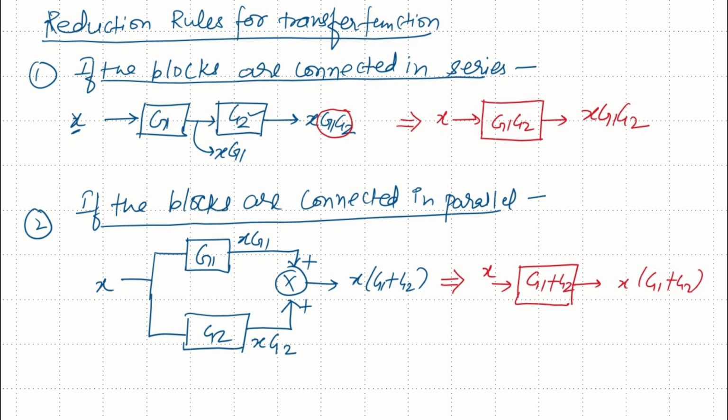So for the equivalent diagram, where multiple blocks are connected in parallel, if the signals are added, we will add the gain. If the signals are subtracted, we will subtract the gain. In the same way, if the signals are subtracted, we will subtract the gain here. So this can be either added or subtracted. This is the equivalent diagram in case the blocks are connected in parallel.